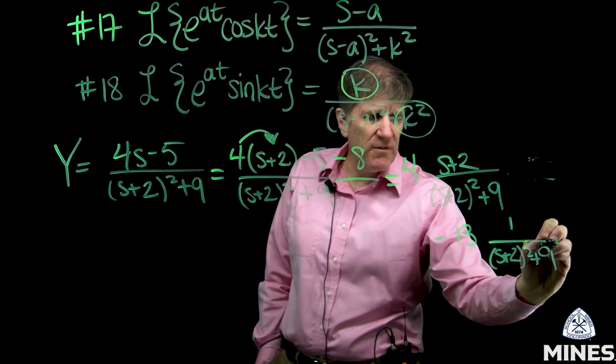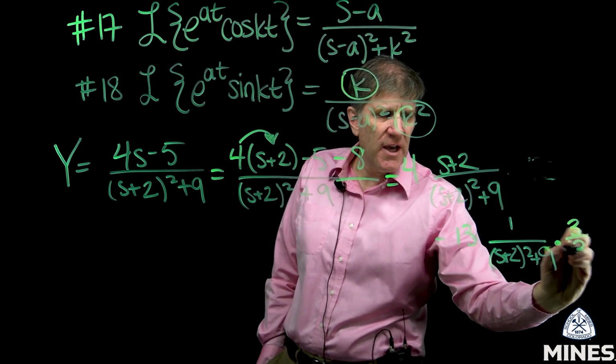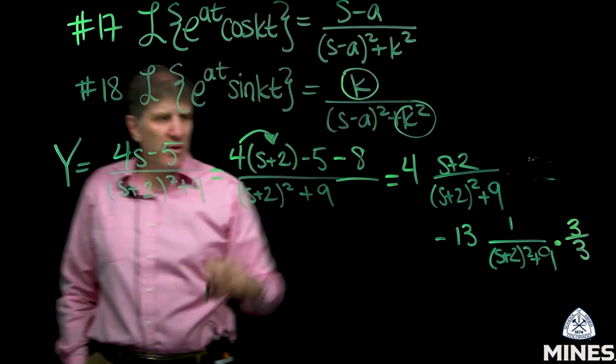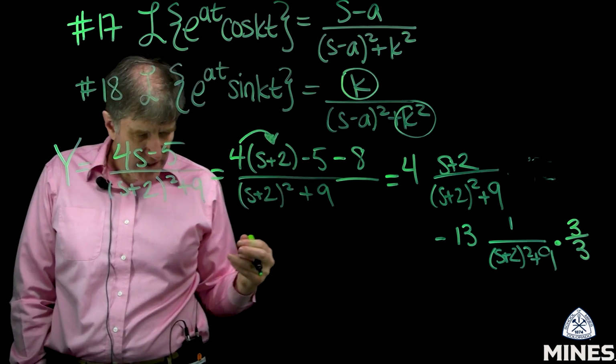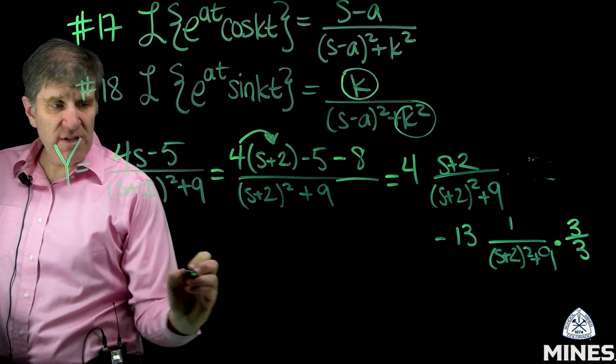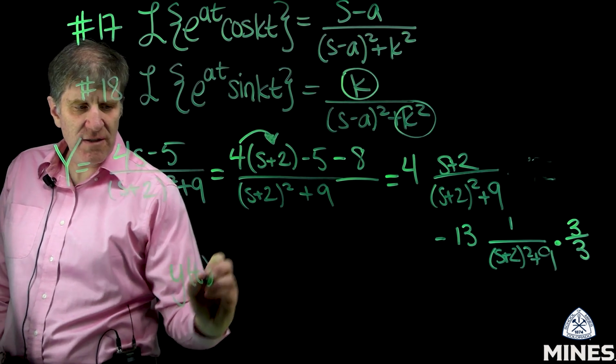So I use the multiply divide trick. Multiply and divide by 3. And now I have 13 thirds. And then I have a 3 over the s plus 2 squared plus 9. I am now ready to use the table to invert this thing.